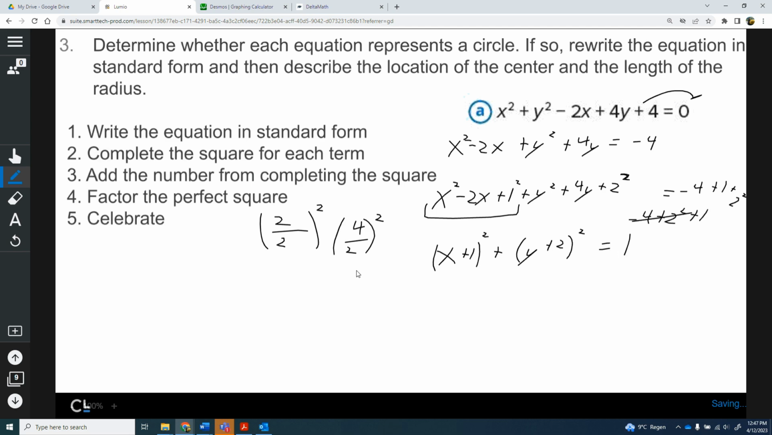Okay, recap: completed the square. Add the number from completing the square, that's this, on the other side. Factor the perfect square. I'm leaving it as 1 squared and 2 squared because then the y and the 2 go here and the 1 and the x go here. And then I did it. I celebrate. Yeah, good job.